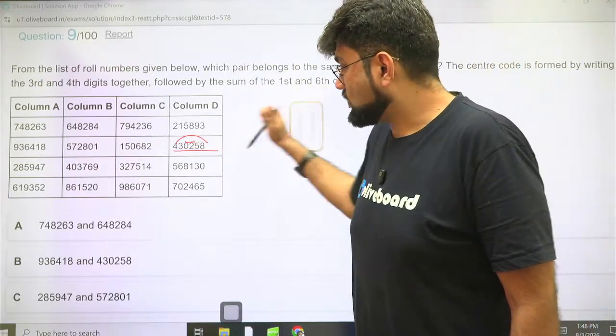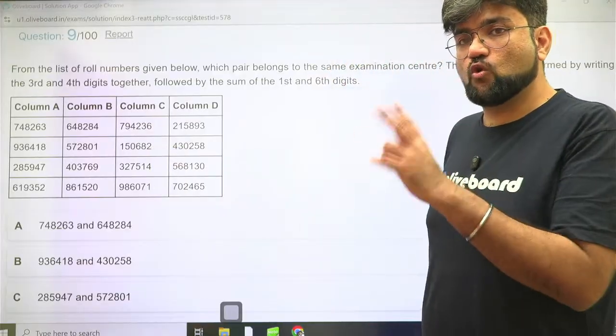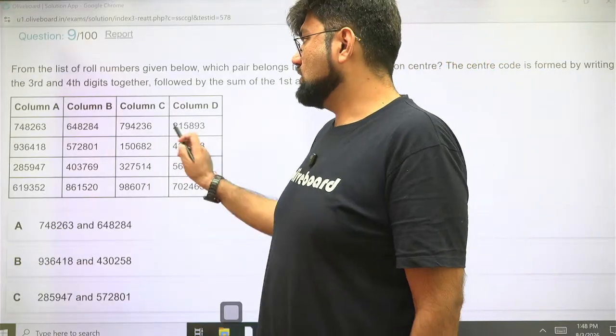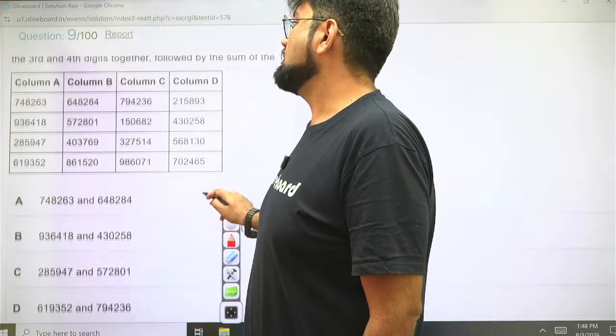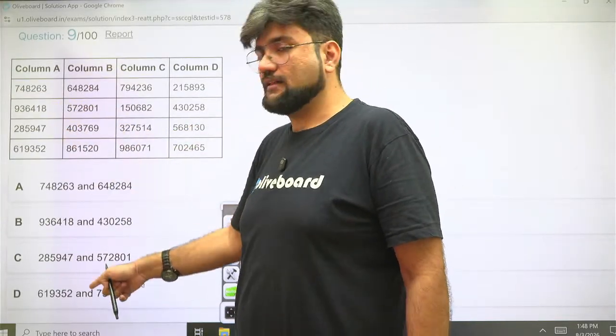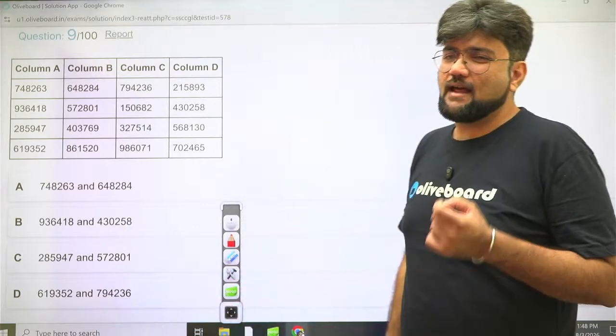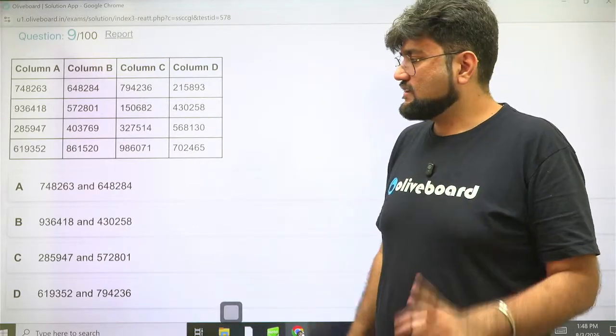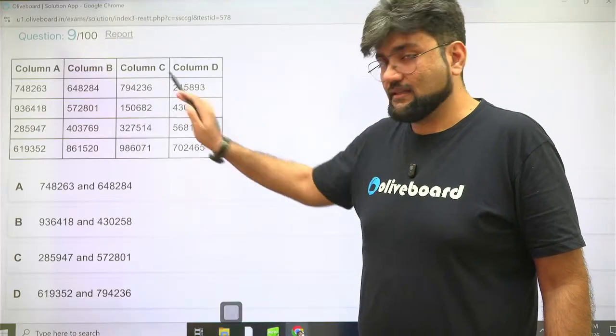Now with this code, I need to identify which 2 roll numbers belong to the same center. Ideally, I will never go from the table. A lot of people will start solving it one by one and then get to the answer. Always go by the options. But I would suggest one thing here. It is not required here, but I would suggest always confirm whether these roll numbers are present in the box in the first place or not.